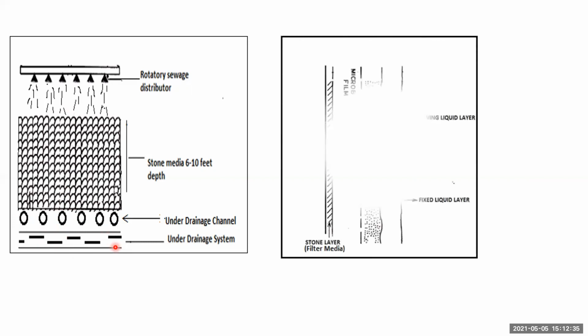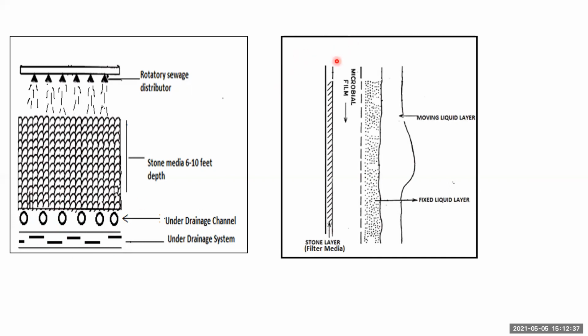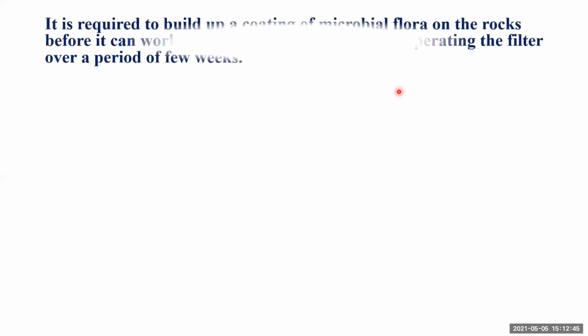This is an under drainage channel system, multi-channel, tiny channels. Through these tiny channels, the treated effluent is collected into the under drainage system, from where it goes to the secondary sedimentation. So if you look at the stone, this is the cross section of a stone. Then there is a microbial film and fixed and moving liquid boundaries.